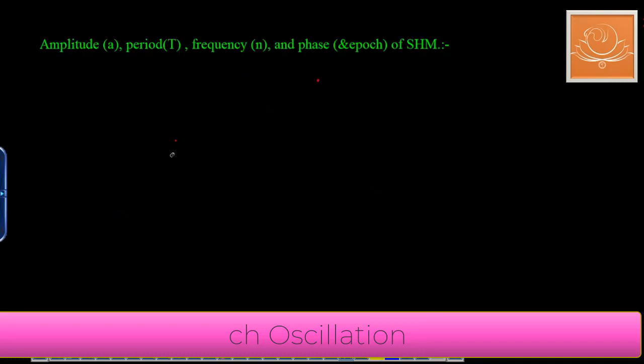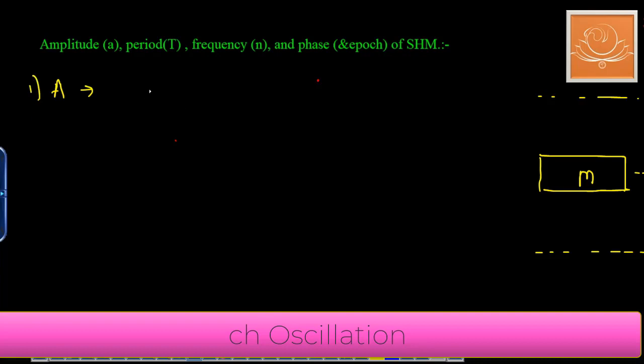Now next part: amplitude of simple harmonic motion, period of simple harmonic motion, frequency and phase of simple harmonic motion. Let us again consider the example of simple harmonic motion in which a block of mass m oscillates between these two extreme positions. This is the first extreme position and this is the second extreme position. This is the mean position O.